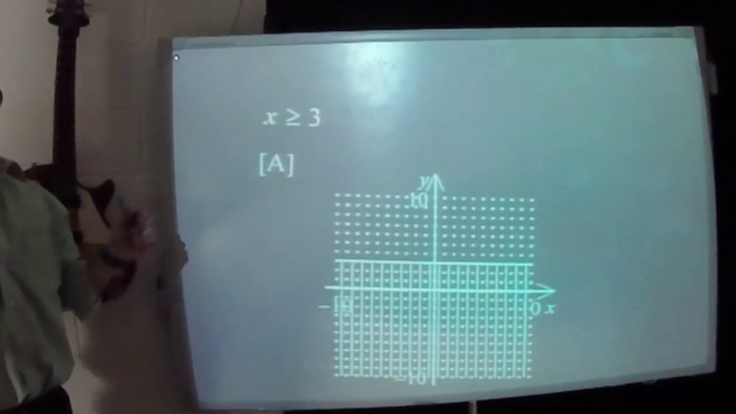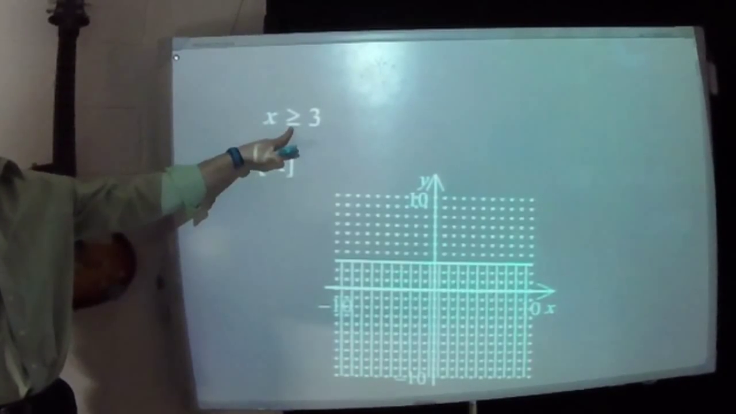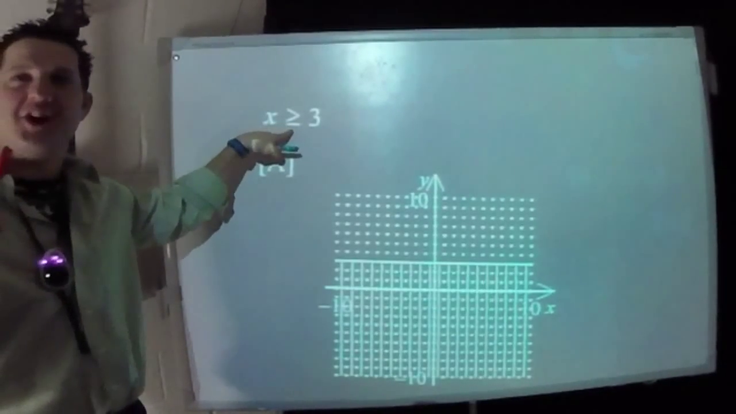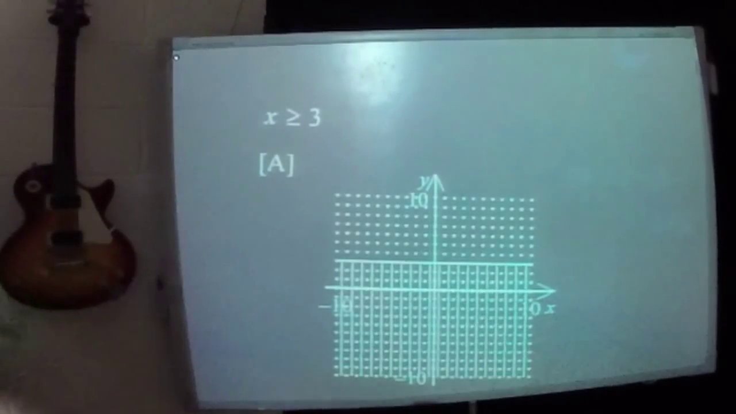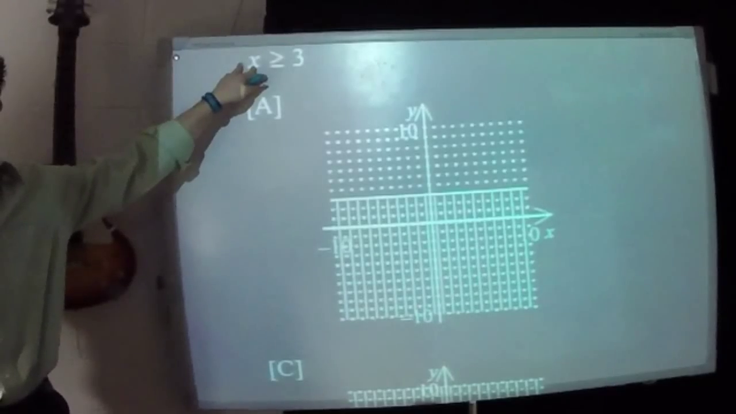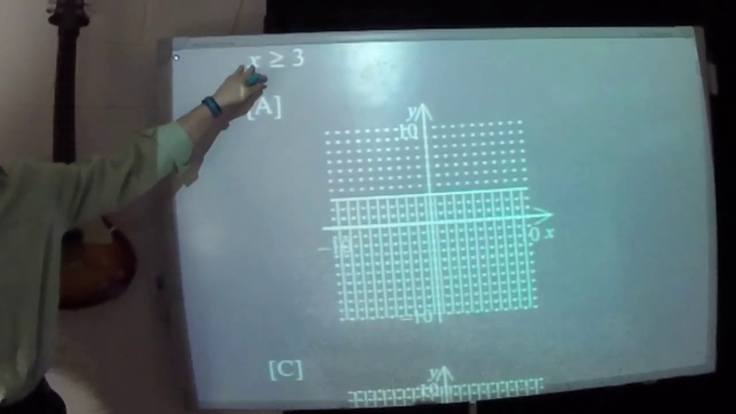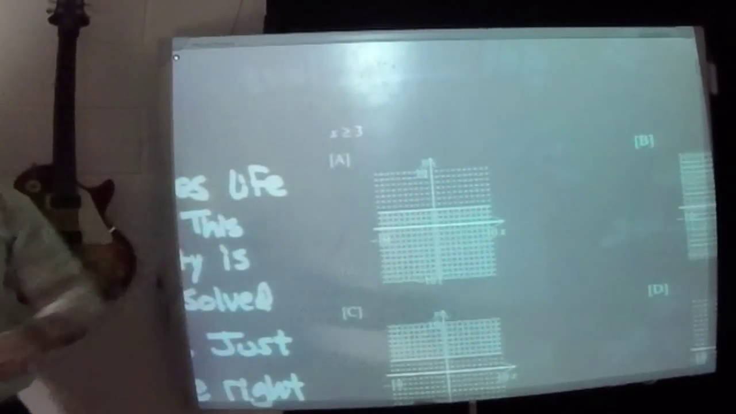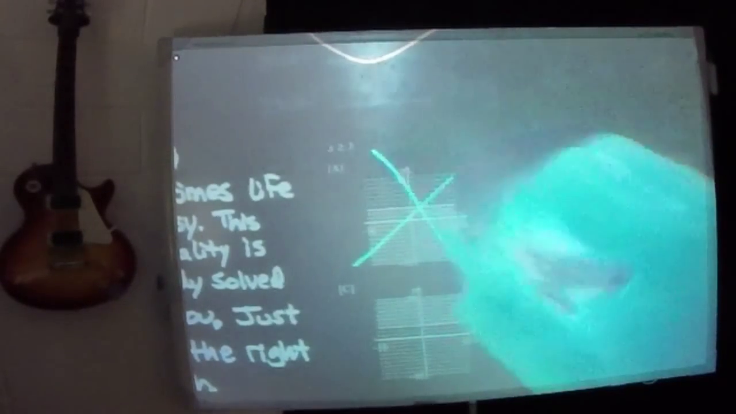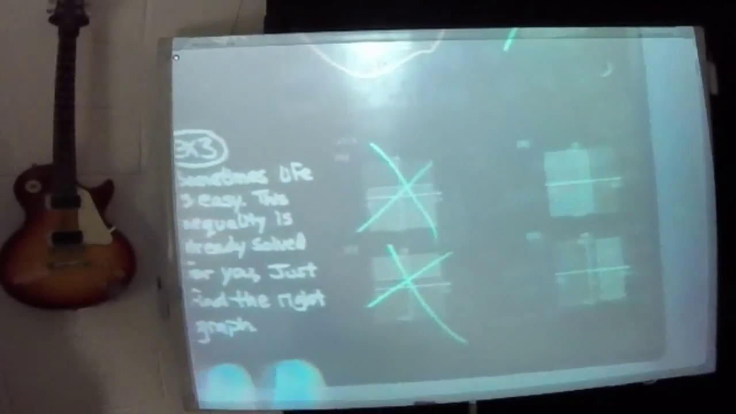Jeff, what kind of line am I going to be using when it's got the equal to in it? Solid. Like 1 of 3 today. Solid. Solid. Jeff only knows solid lines. That's what I'm saying. All right, so it's solid. So what two answers could we possibly be? C and A are going to be crossed out. See, yeah, A and C are crossed out. Good save. Good set.